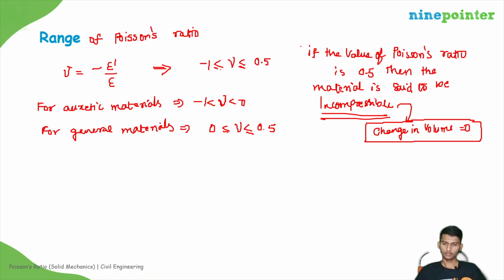How can we say that if the ratio is 0.5 then the material is incompressible? That we will deal with in the next lecture. Okay.